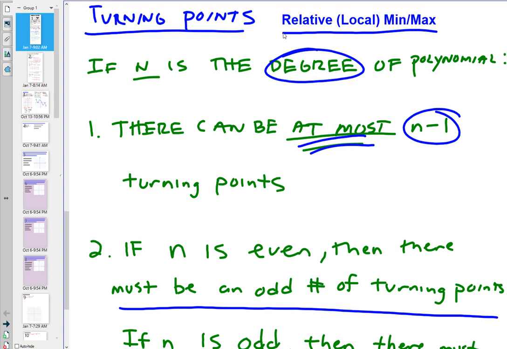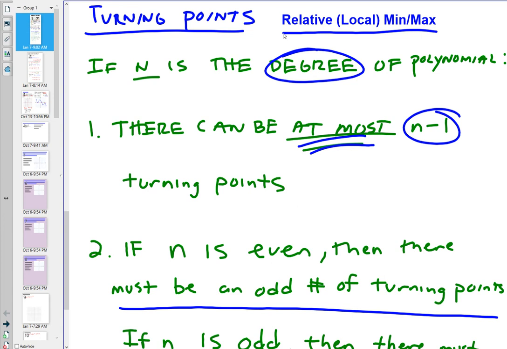Is 9 an even or an odd number? You would give me every other odd number below it. So a 10th degree function can also possibly turn 7 times. It could turn 5 times. It could turn 3 times. It could even turn 4 and still be 10th degree. 9 and every odd number below it.